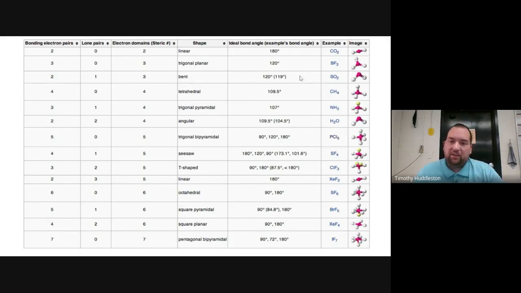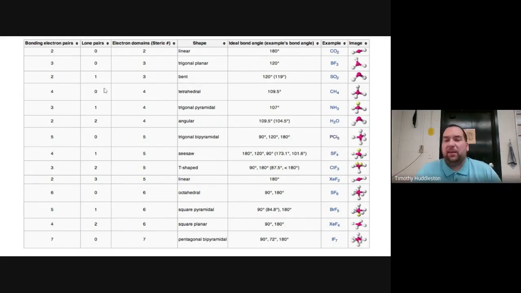Now, the bond angles will be slightly different. I will not try to trick you up on a test. If I asked you this on a test or a quiz, the answer for example, H2O will be water, okay?